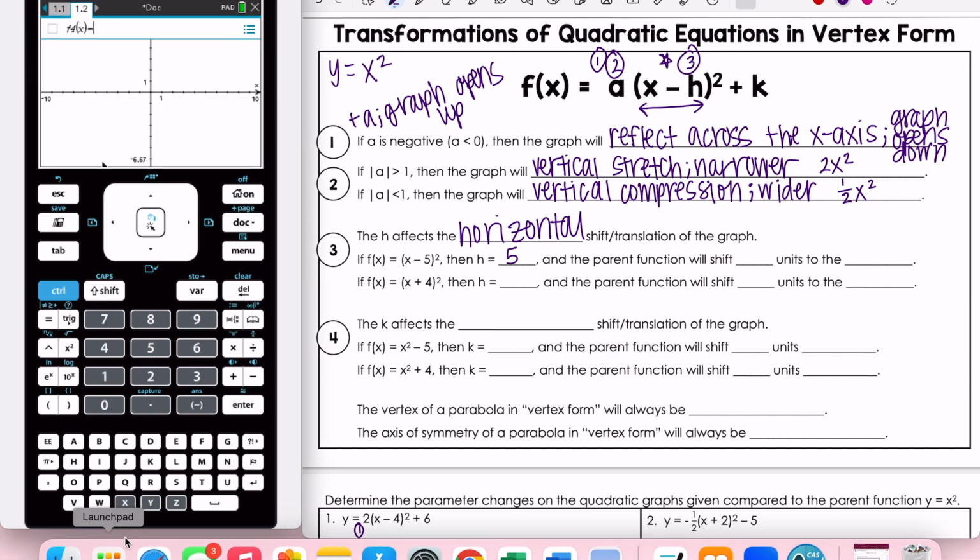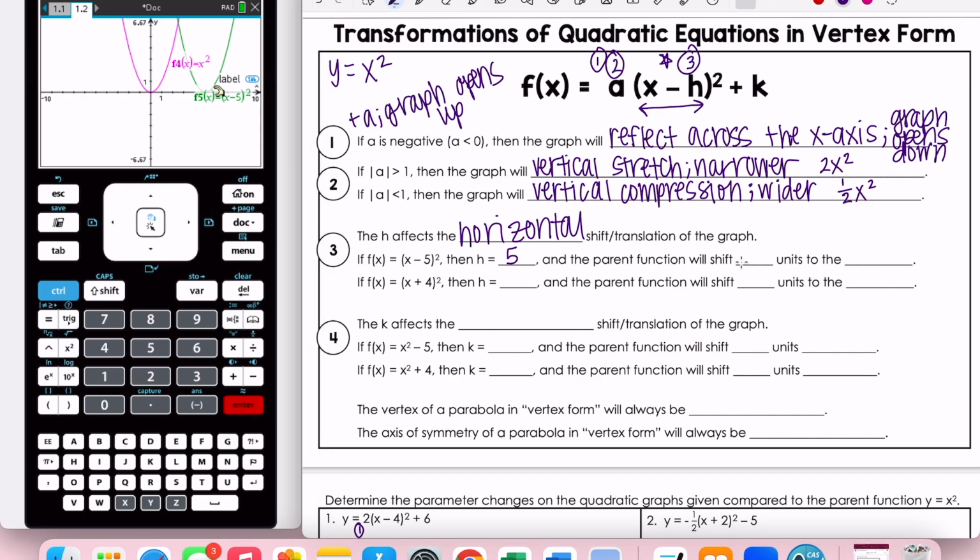So I'm going to go ahead and open up a brand new graph, and I'm going to type in the parent function x squared. And then I'm going to type in x minus 5 squared right after that by pressing the down arrow. Now, when you compare this function to our parent function, you're going to notice that this is going to shift 5 units to the right.